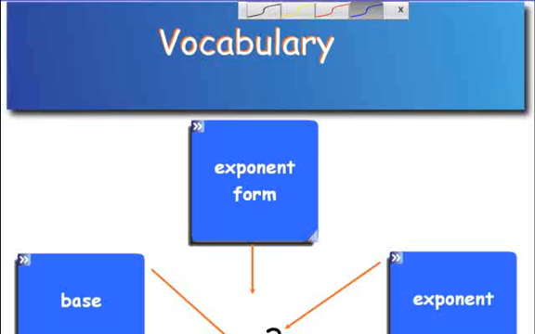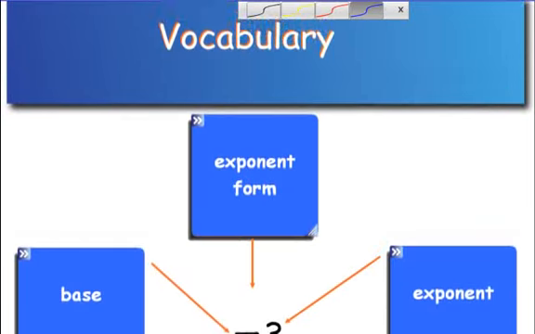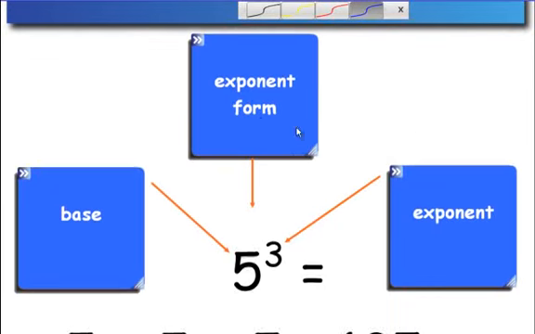As we get started with some more properties of exponents, we're going to just cover some vocabulary. If it's in exponent form, like 5 to the third power, well, 5 to the third power has an exponent, so that means it's in exponent form. These aren't very tricky. The small number that we use as a superscript, that is the exponent. And the number that we are multiplying over and over again, in this case 3 times, that's the base.